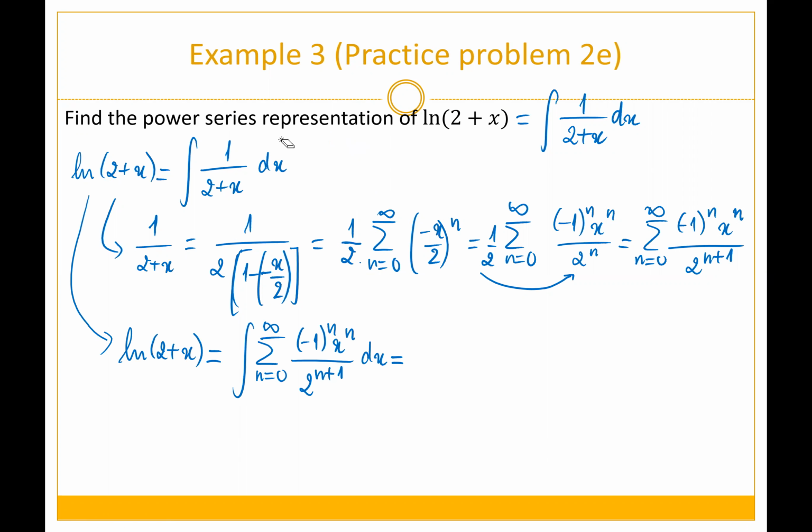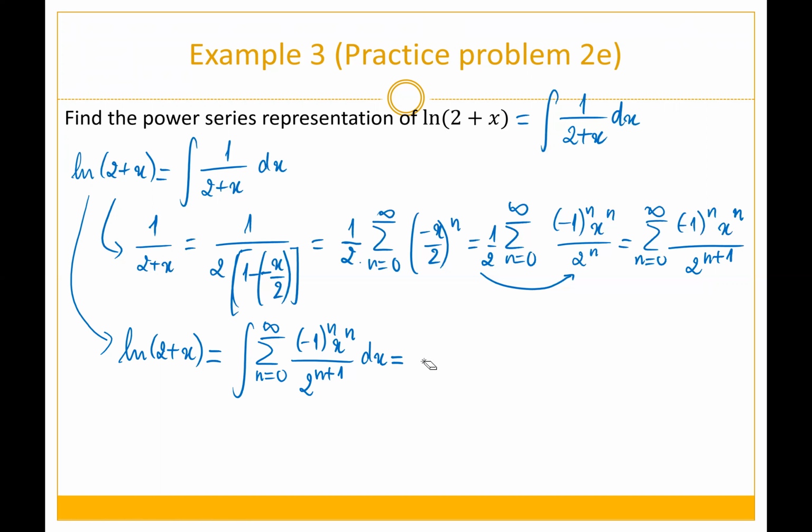Now, you take the integral of every term except for the constant. So negative 1 to the n over 2 to the n plus 1, they're all constant. It doesn't have anything related to x, right? Because you only take it with respect to x.